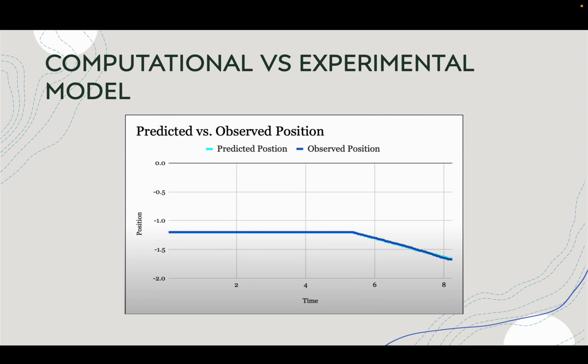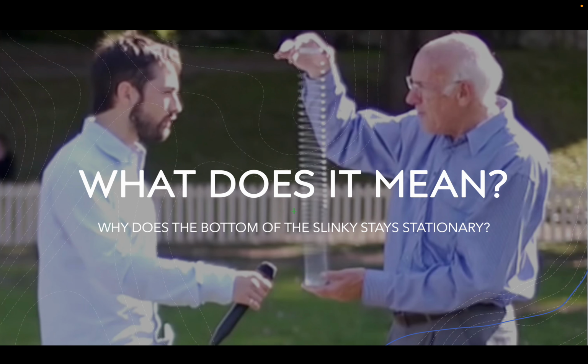Overall, this lab indicated how multiple forces can impact a falling object, even if one of those forces is coming from the object itself. So what does it mean? The question for the experiment was, why does the bottom of the slinky stay stationary when it starts falling? The bottom of the slinky initially remains motionless because the tension force of the slinky, which is basically a large spring, is equal and opposite to the force of gravity, canceling out each other.